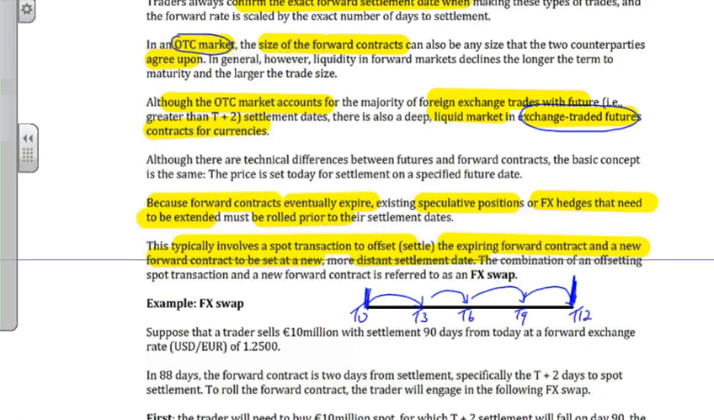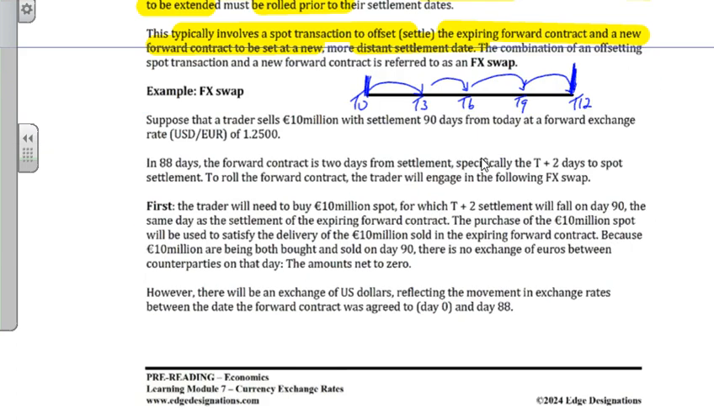And this combination of entering into a contract, coming in, coming out, is what we're going to refer to now as our next case, the foreign exchange swap. Let's have a look at this particular example. A trader sells 10 million euros, but remember he's selling something. He's selling the euros, with settlement in 90 days. But what's the currency that he's using? We can see over here, US dollars. So in 88 days' time, we're talking about T plus 2.